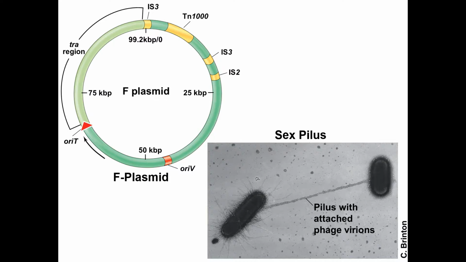So here you have your F+ cell. Notice that it has this really long pilus that it's producing. So this is the sex pilus. Here, this cell is your F- cell. Notice that it doesn't produce a pilus. So what's going to happen is this F+ cell is going to exchange this F plasmid and transfer it to the F- cell. So the F- cell becomes an F+ cell.